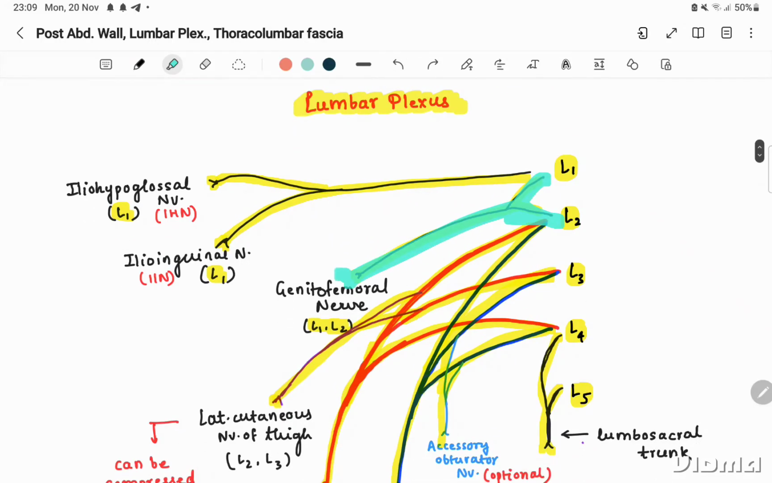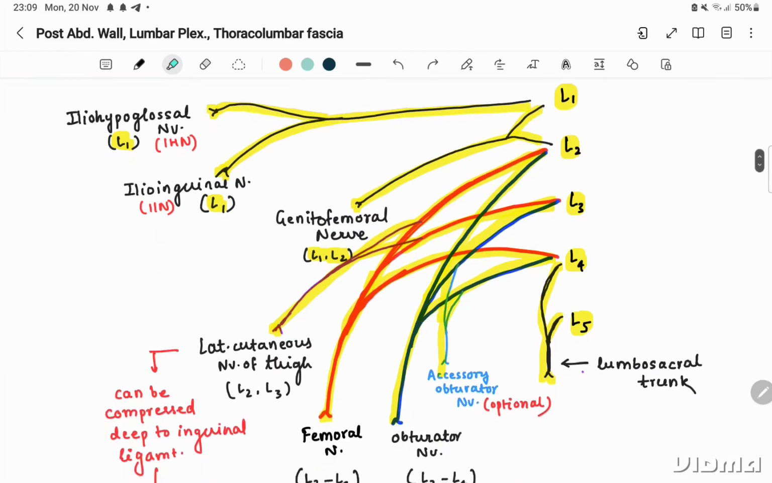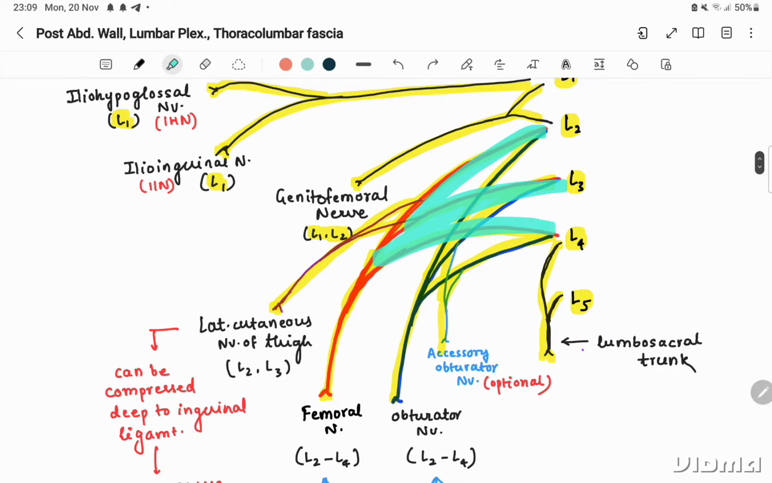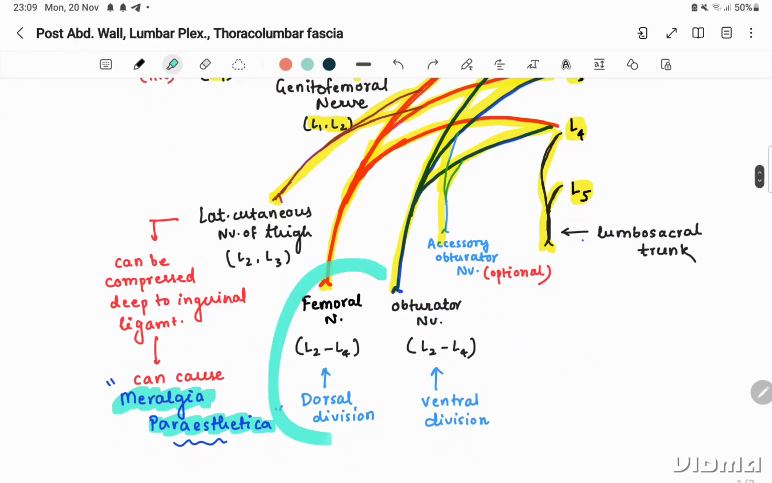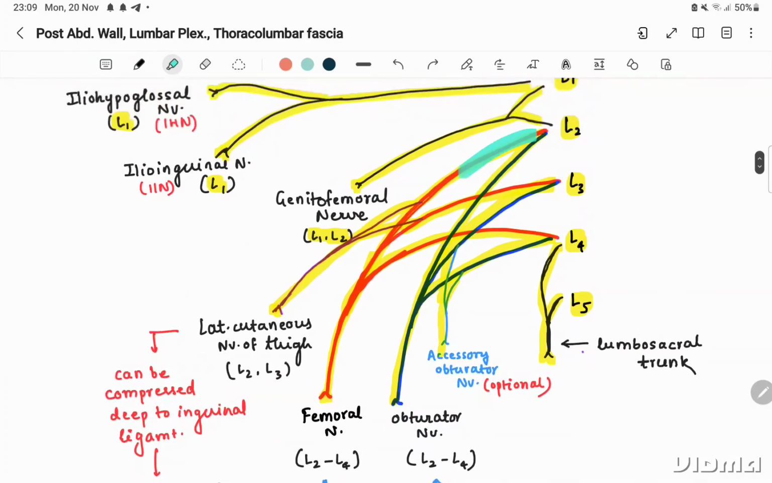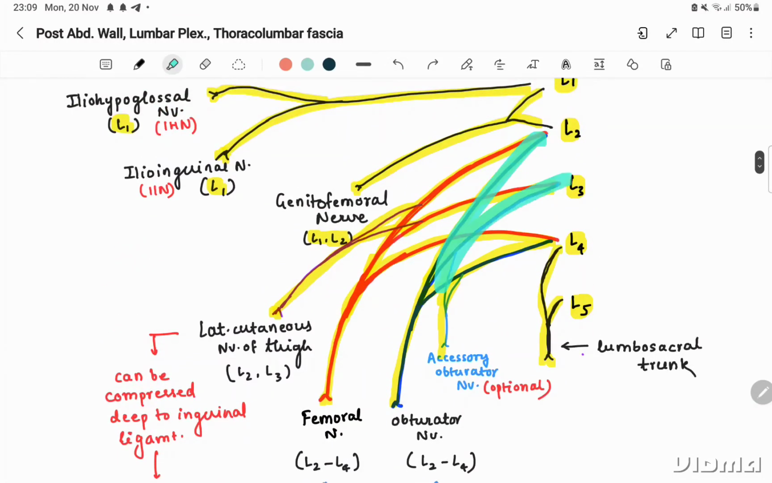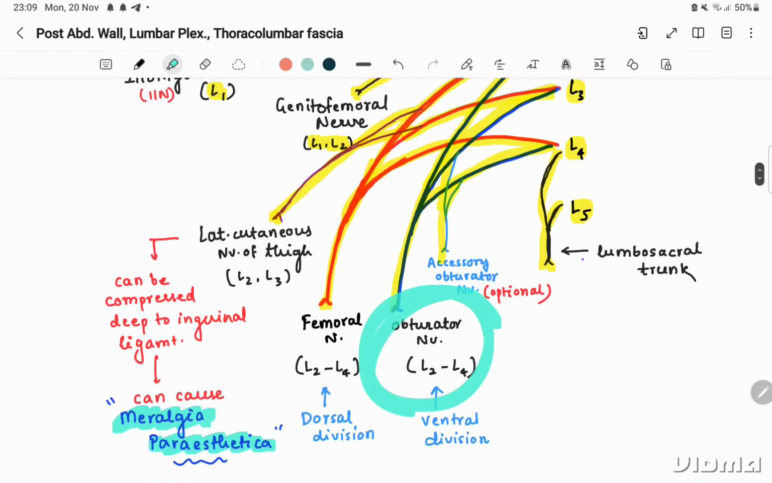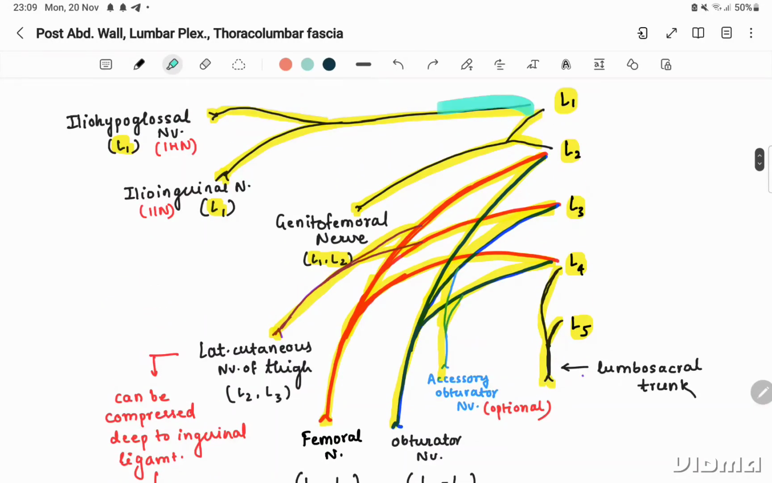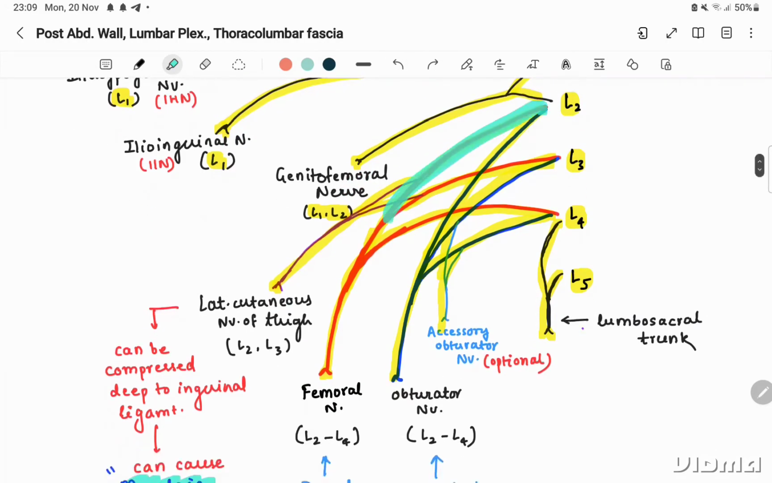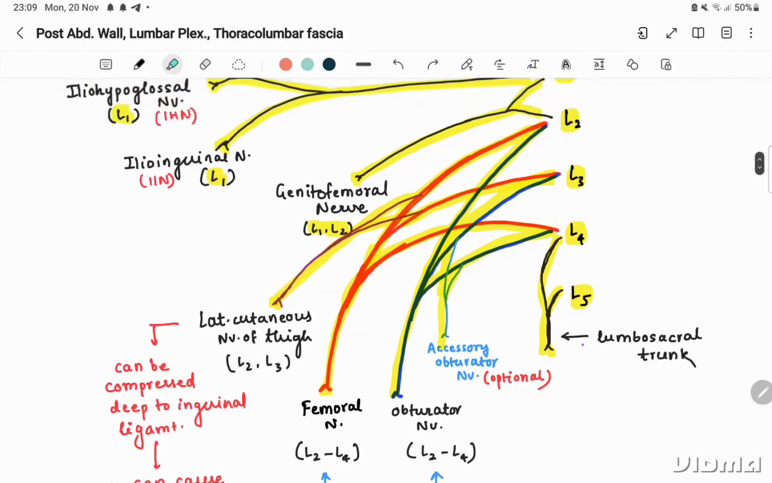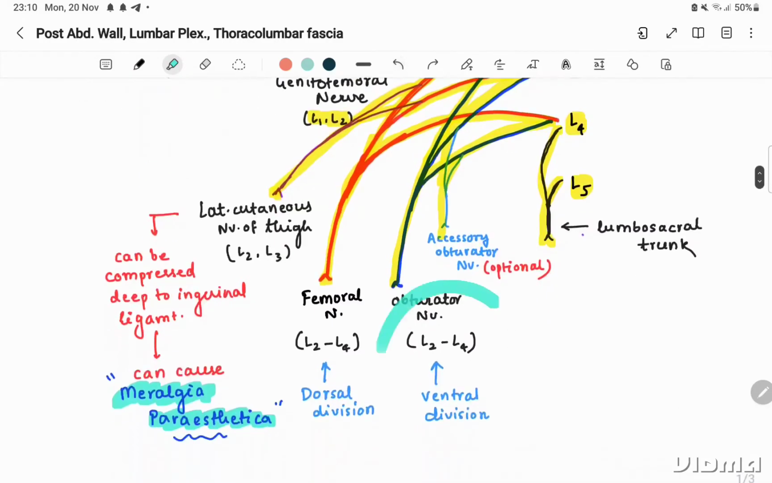From L1 and L2, the genitofemoral nerve arises. From L2, L3 and L4, the femoral nerve arises, from the dorsal division, and the obturator nerve arises from L2, L3 and L4 from the ventral division. So from L1 your iliohypogastric and ilioinguinal, from L1 and L2 your genitofemoral nerve, from L2, L3 and L4 from the dorsal division we have the femoral nerve, and from L2, L3 and L4 from the ventral division we have our obturator nerve.